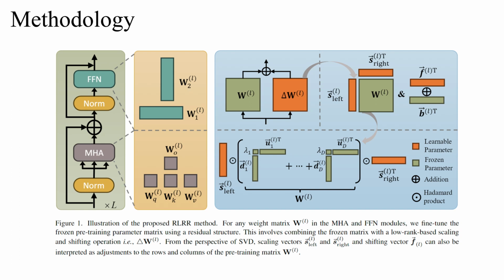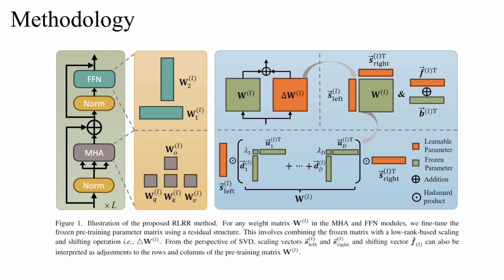To balance the trade-off between over-adaptation and under-adaptation in downstream tasks, we propose a simple yet effective method, namely, the RLRR strategy as shown in the figure. This strategy can be derived from the aforementioned unified framework. For any weight matrix in the MHA and FFN modules, we fine-tune the frozen pre-training parameter matrix using a residual structure. This involves combining the frozen matrix with a low-rank-based scaling and shifting operation.